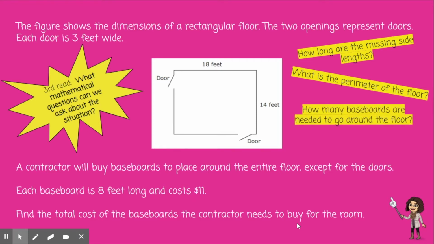I'm also wondering how many baseboards are needed to go around the floor. So once we find out the perimeter, I wonder how many of these baseboards we will need for the contractor to be able to place them all around the floor. And one final question I have is, what is going to be the total cost of all the baseboards? So even once we figure out how many baseboards go all the way around, what's the total cost going to be? So here we have multiple questions that we are going to answer together. Are you ready to get started?